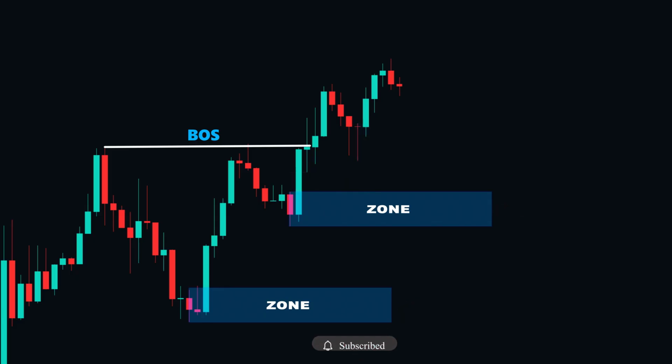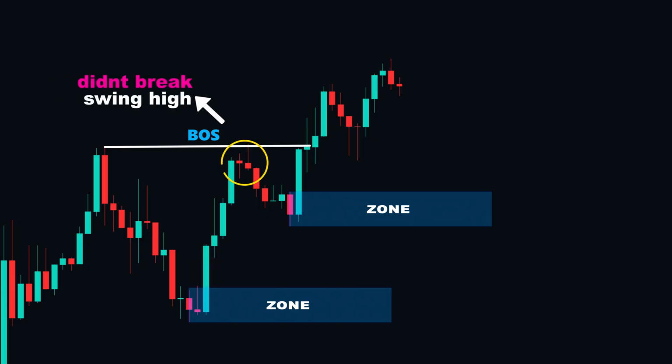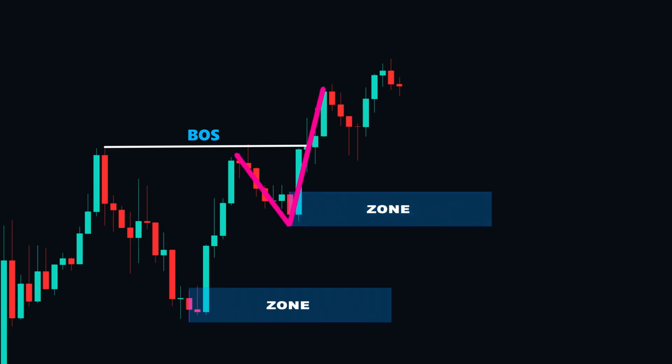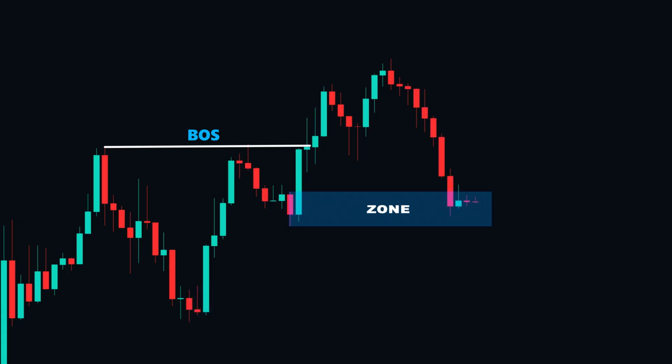At first, you might think the extreme is stronger. It's deeper and has imbalance under it. But here's the key. It didn't break the main swing high. The mid zone did, meaning it's the one that actually built the strength to push the trend higher. That's our true zone. When price reaches that mid zone, we're now on the 15-minute chart.